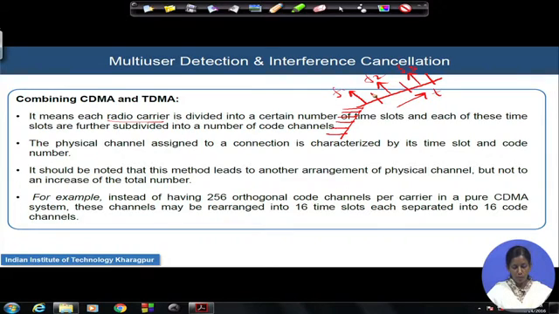It should be noted that this method leads to another arrangement for the physical channel, where you are adding something extra. For example, if you use only a single frequency with pure CDMA, suppose 256 orthogonal code channels are there per carrier. Instead of that, you arrange 16 slots and 16 codes, 16 cross 16. So, the total 256 codes you have divided over the different time axes.